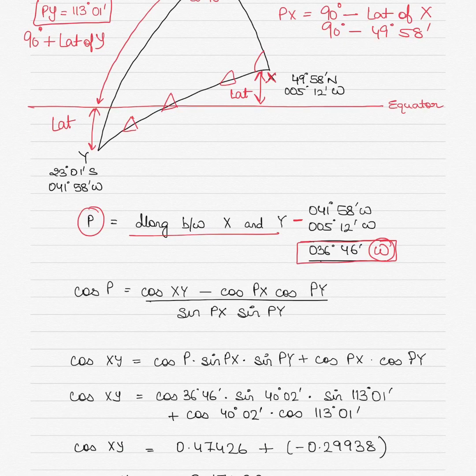So the first thing we do is find the great circle distance, which is the distance xy. But to do that, we use the cosine rule.